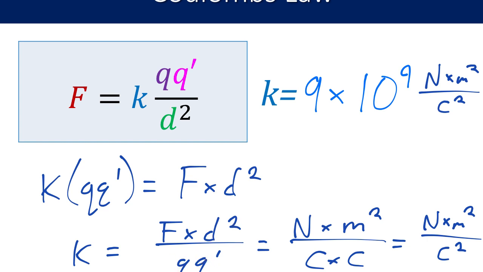So just looking at units, we know we measure force in newtons, distance in meters, and it's a square distance, so it's meters squared. Charges in coulombs, and they're multiplied by each other, so a coulomb times a coulomb. That's where we get the newtons times meters squared all over coulomb squared. So that's where our unit comes from for that constant.